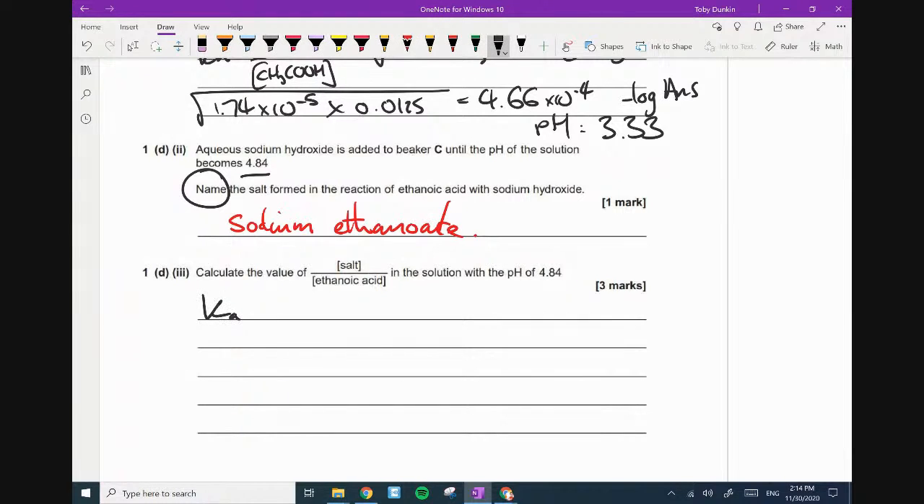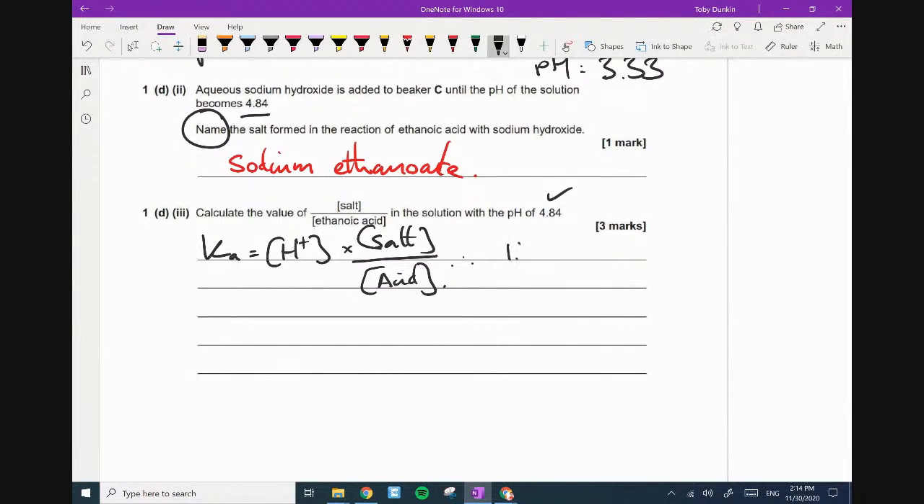So we've got the Ka, which we were given, equals H plus, which is the pH, which we've also got, multiplied by the salt over acid. Now this is where I talked about this last time. You can actually separate it out. So we can rearrange this. Therefore, the ratio equals Ka of 1.74 times 10 to the minus 5 divided by the H plus. So we need to work out the H plus ions. I'm going to go 10 to the minus 4.84, shift log minus 4.84, which gives me 1.45 times 10 to the minus 5. So divide the Ka by that number, because that's now the H plus concentration, and I will get the ratio.